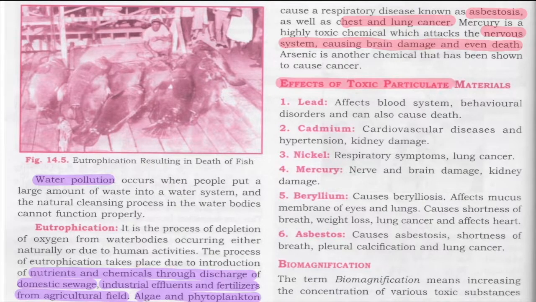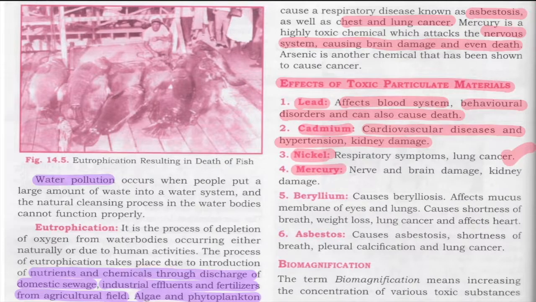Effects of the toxic particulate materials. Lead affects the blood system, causes behavioral disorders, and it can also cause death. Cadmium causes cardiovascular disease, hypertension and kidney damage. Nickel affects the respiratory system and causes lung cancer. Mercury causes nerve and brain damage, and kidney damage. Beryllium causes berylliosis. Asbestos causes asbestosis, shortness of breath, pleural calcification and lung cancer.